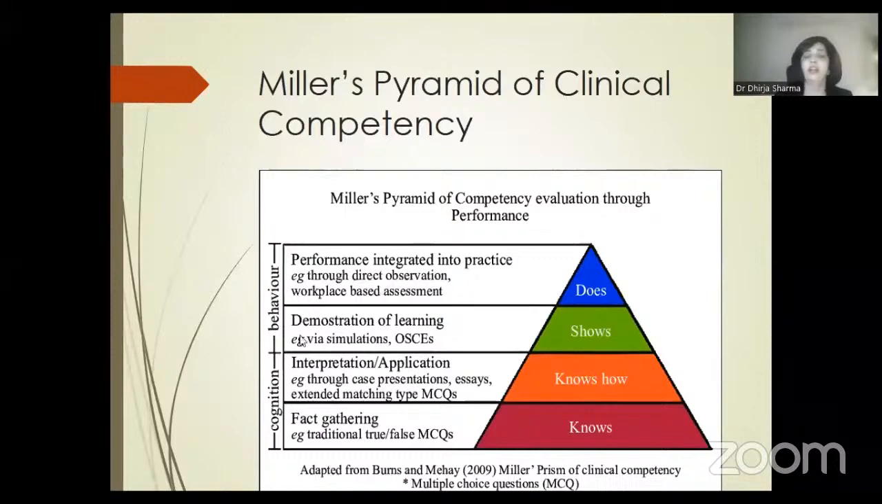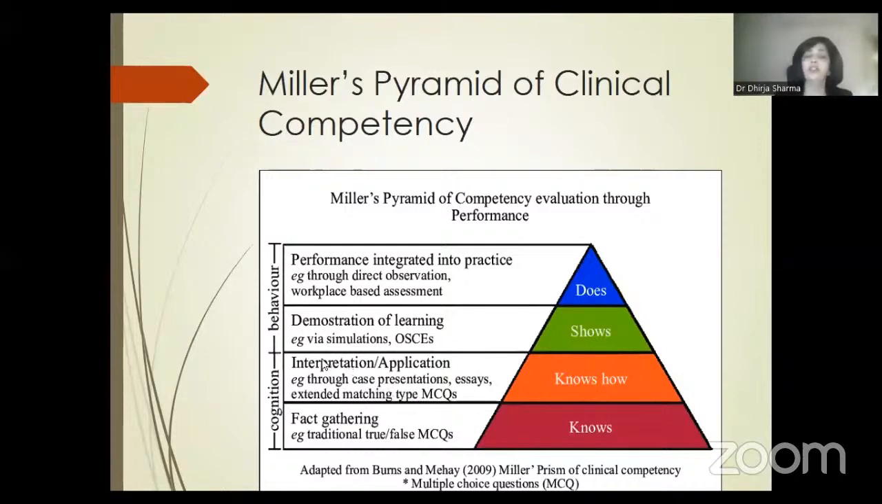Initially, when a student starts learning, they only go towards fact gathering. It's like learning the alphabets, and the student just knows the facts. In the second stage of learning, the student knows how to do. She understands, she is able to apply the knowledge. In such cases, this can be done with examples of case presentations, essays, and extended matching type of MCQs.